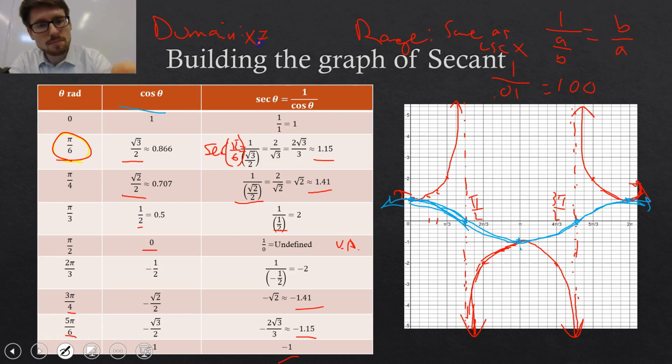So x cannot be pi over 2 plus a multiple of pi. That's our domain for the secant function. Those are x's, those are angles, where the cosine is 0. That's all of them. Okay?